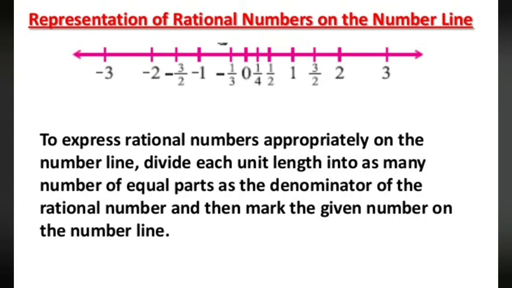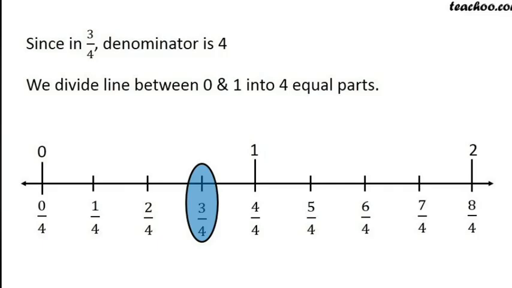Now next is representation of a rational number on the number line. To represent rational numbers appropriately on the number line, divide each unit length into as many equal parts as the denominator of the rational number and then mark the given number on the number line. Suppose for example we have to represent 3 by 4 on the number line. Then we divide the line between 0 and 1 into 4 equal parts, because 3 by 4 lies between two whole numbers, and the whole numbers are 0 and 1.